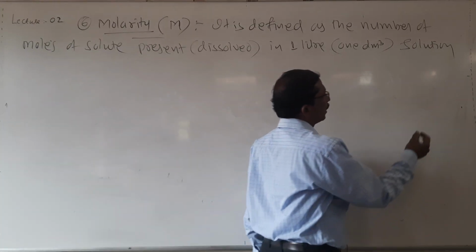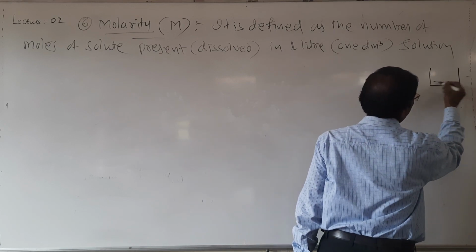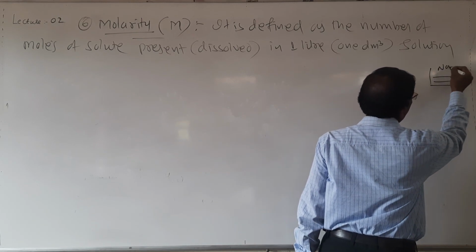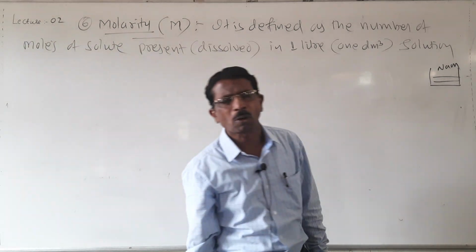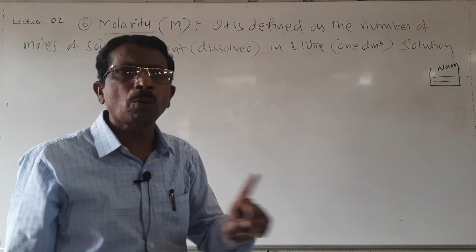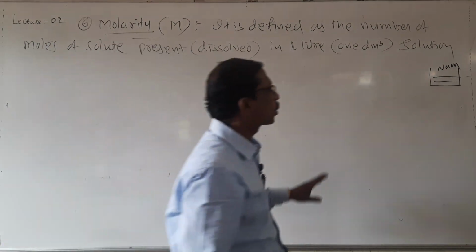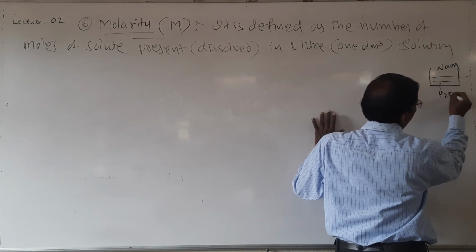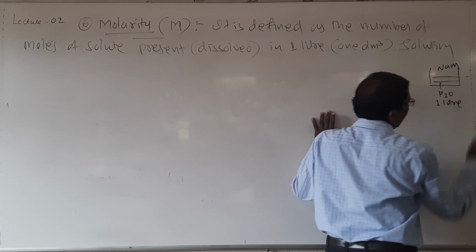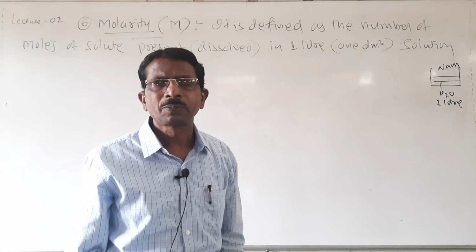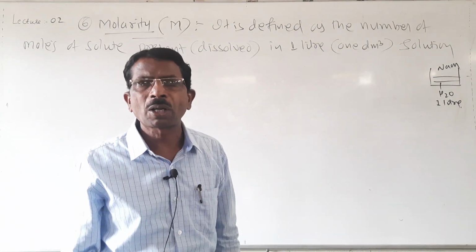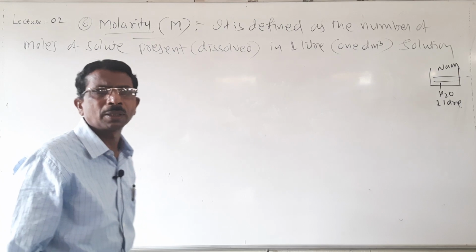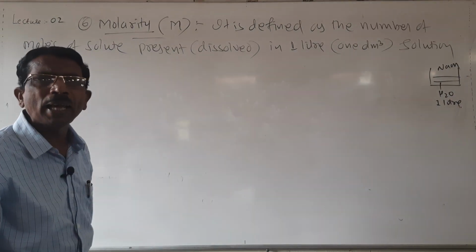So for example, if you take water and dissolve NaOH, sodium hydroxide, in it, the molarity is the number of moles of solute dissolved in 1 dm cube. The water must be 1 liter. Number of moles of solute dissolved are present in 1 dm cube of the solution. So here, how to determine this molarity?